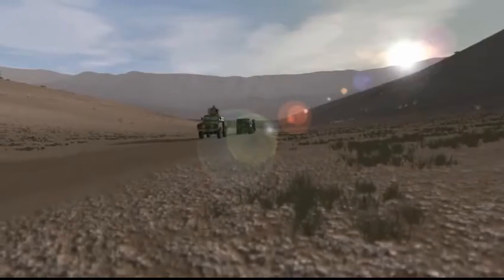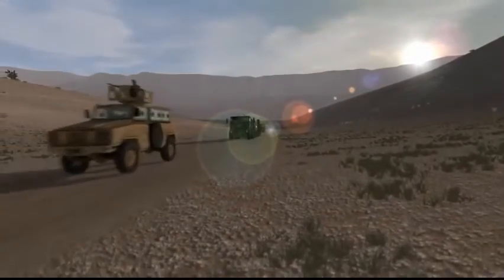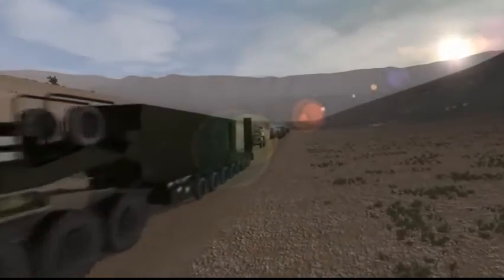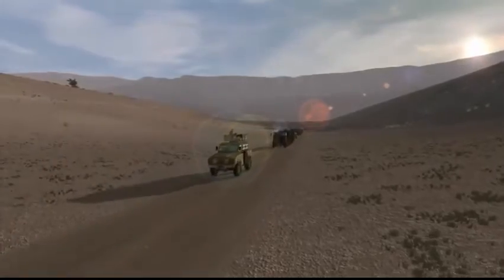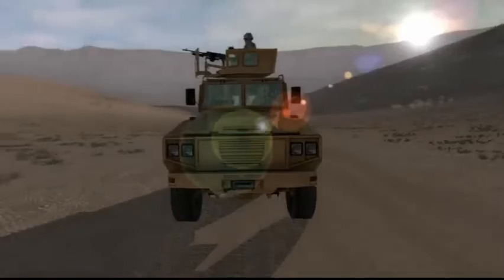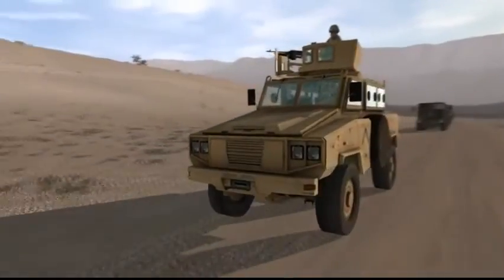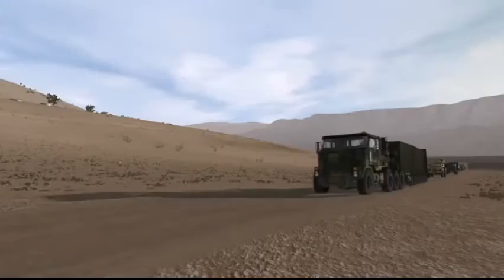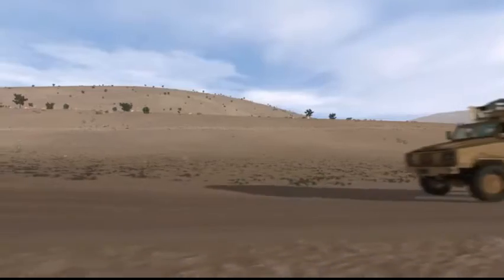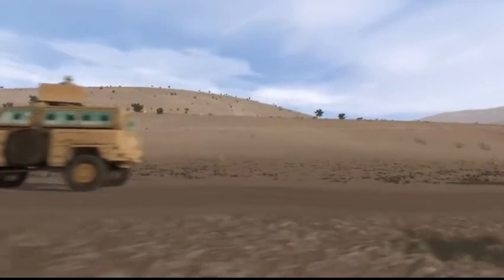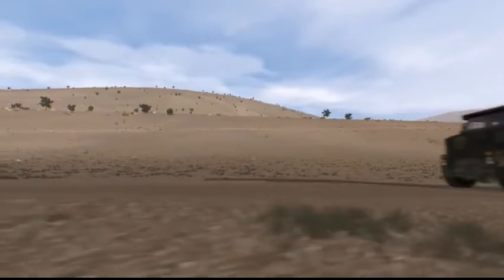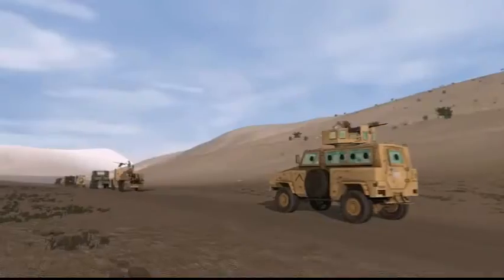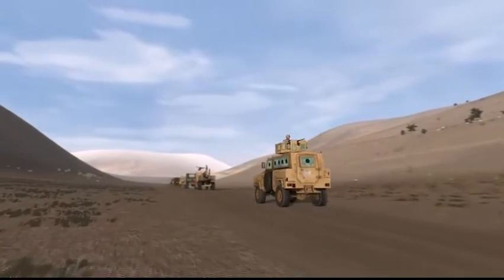bobtail. Based on MET-TC and mission variables, order of march will be MRAP with M2, a HET, MRAP with Mark 19, which I will be in, then another HET, then an MRAP with 240 Bravo, a HET, then an MRAP with Mark 19, then another HET, then an MRAP with 240 Bravo that my assistant convoy commander will be in, then the HET bobtail, the wrecker with the M2, and in the rear, my last MRAP with an M2.